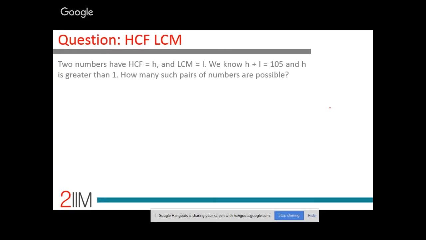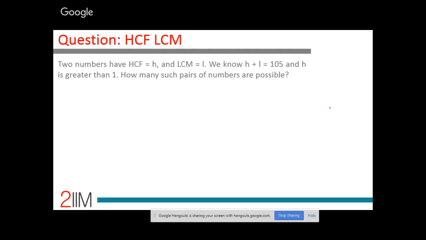Right. I'm going to go to the next one. Again, give this a go. A minute, a minute and a half. Very similar to the template that we've already seen. The LCM is not 1, it is L, and so H plus L is 105 and H is greater than 1. Effectively, we are being told that the numbers are not co-prime. We're looking at two numbers whose HCF is H, LCM is L, and we know that the numbers are not co-prime. We want to see how many such pairs of numbers are possible.